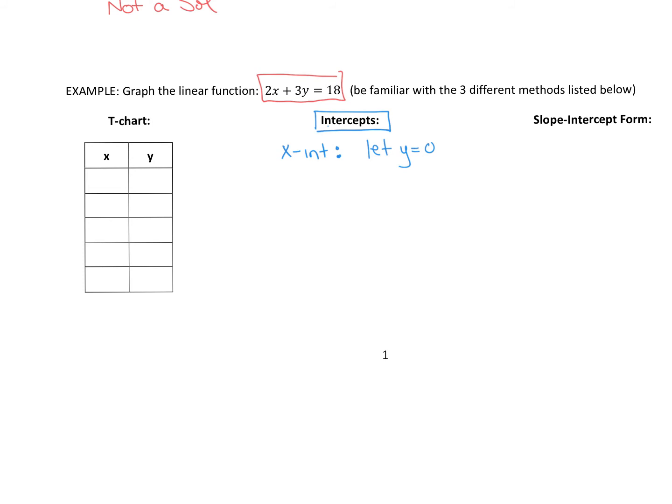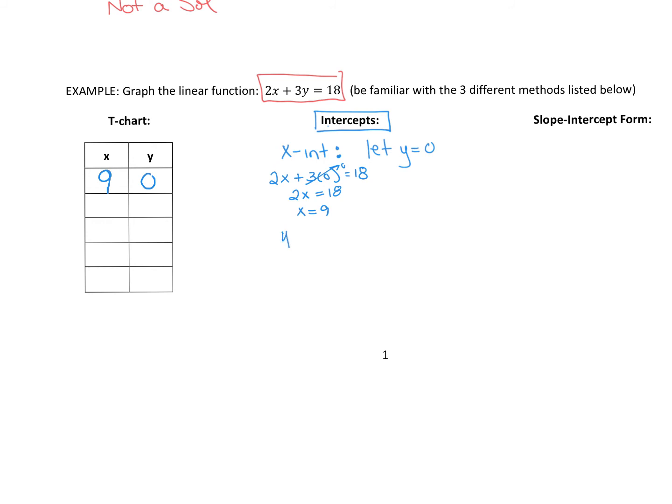So if I let y equal 0, and I'm going to put a 0 over here in the y, I get 2x plus 3 times 0 equals 18. This, of course, is 0. 2x equals 18. Dividing by 2, we get x equals 9.